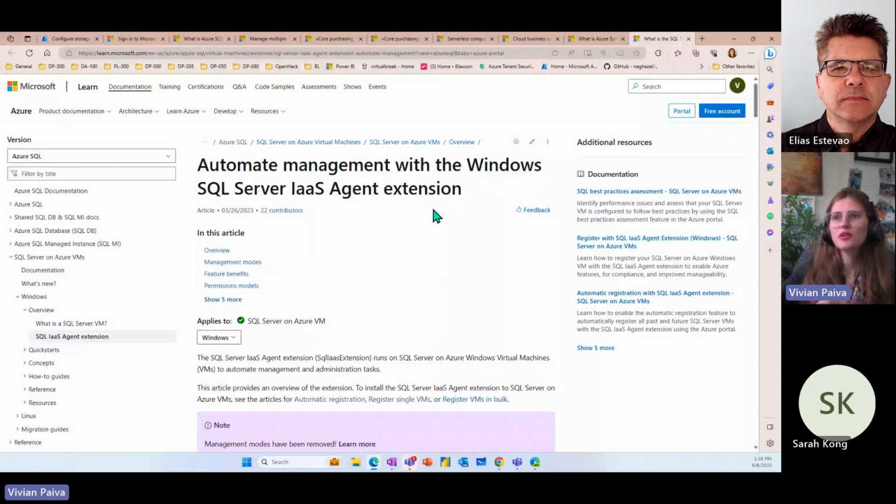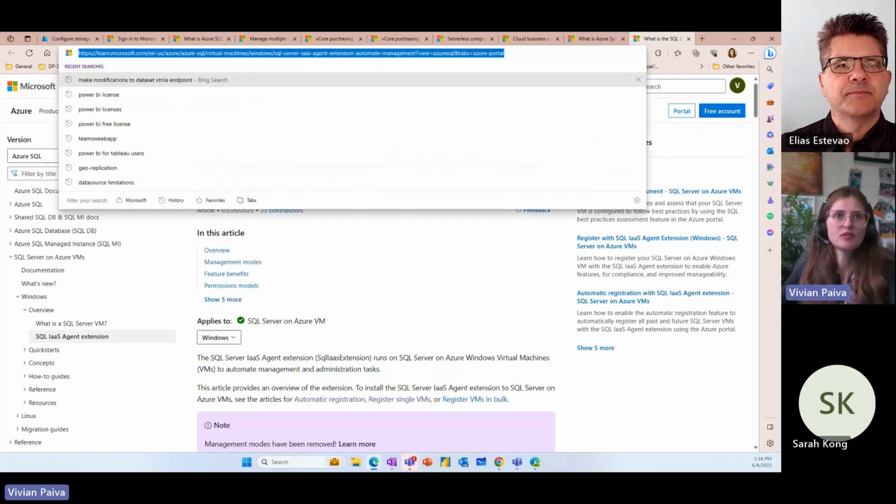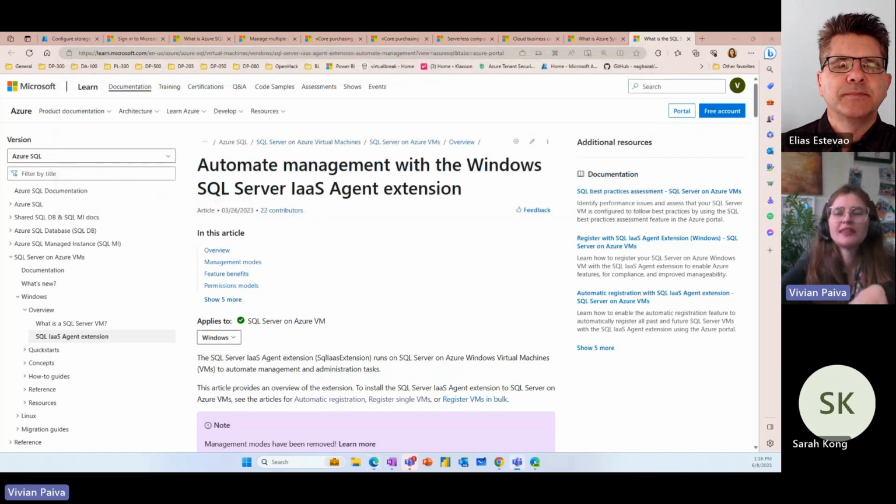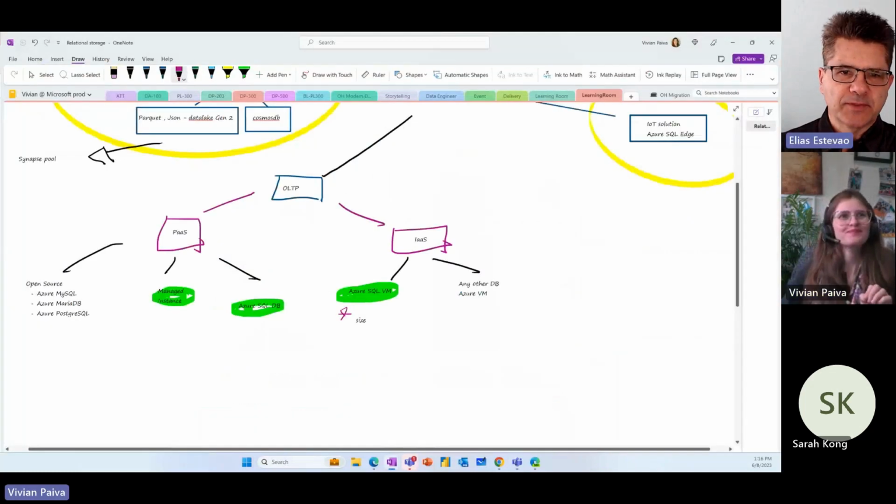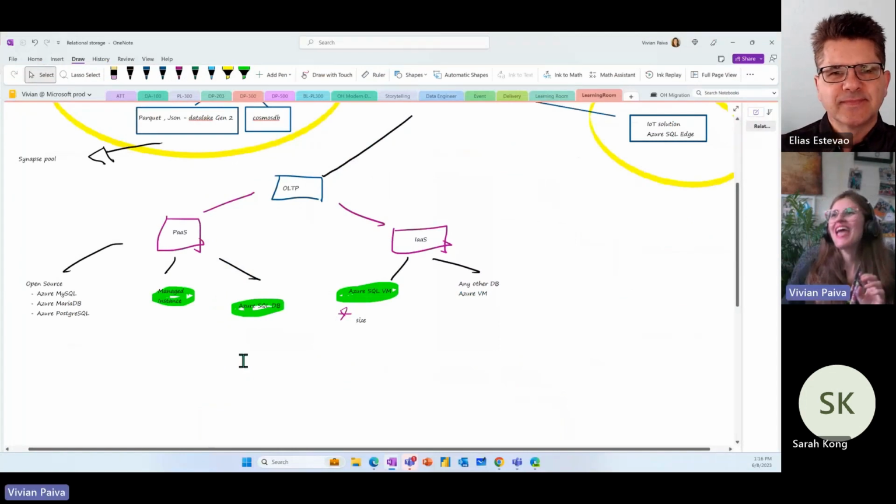You also can install it later. I got that option from the beginning because I'm installing an image of SQL that is in the marketplace, and this is already there. But if you need to install that because you want to take advantage of other benefits of this extension, you can do it. I just shared the link in the chat. Does that answer your question, Elias? Absolutely. Thank you. No problem.